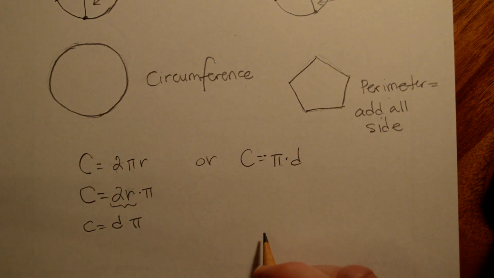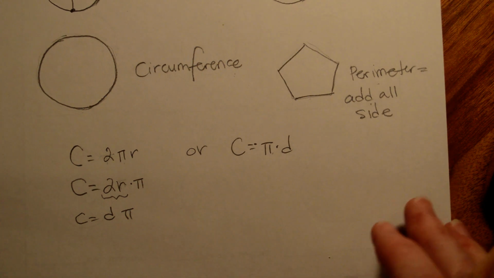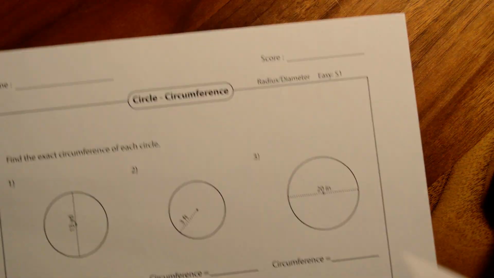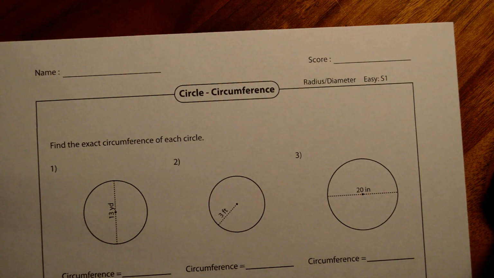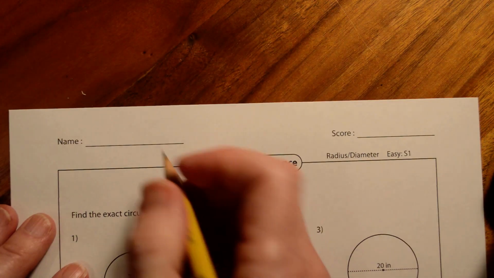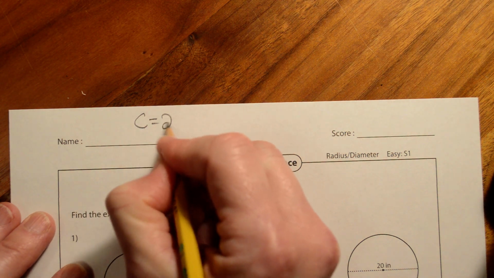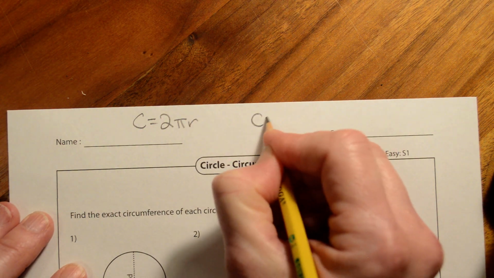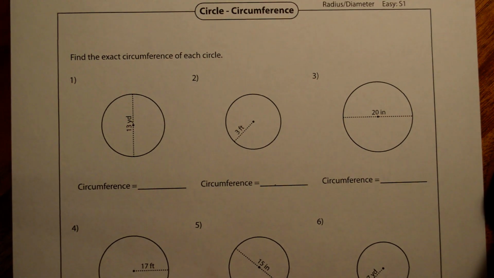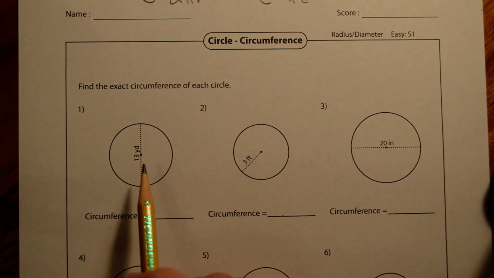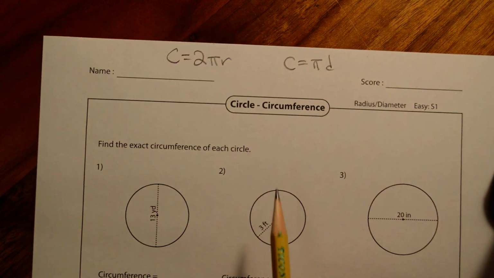Okay, so let's go through and do some practice problems on this sheet right here, which you should have a copy of. Again, I'm going to write the formulas at the top. So circumference equals 2 pi r, or circumference equals pi times diameter. Now let's look at these pictures for just a second. And you can see hopefully why we have these two formulas right here.